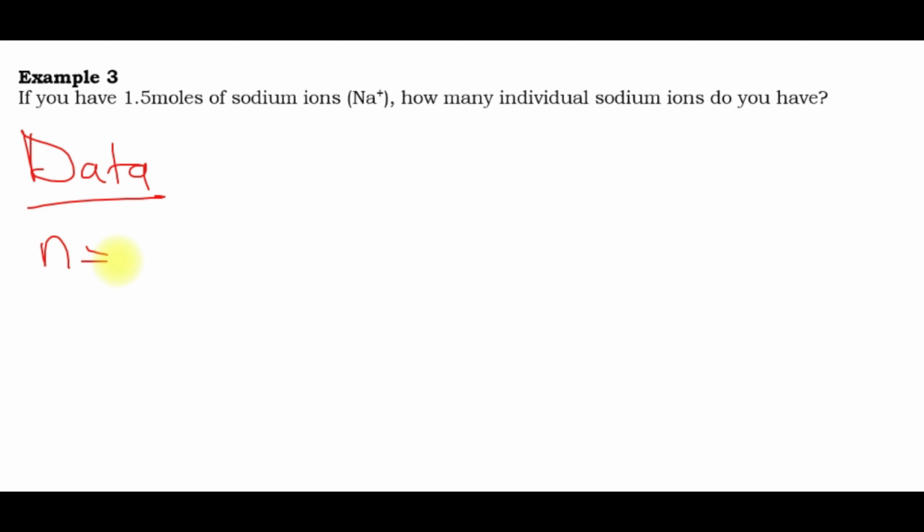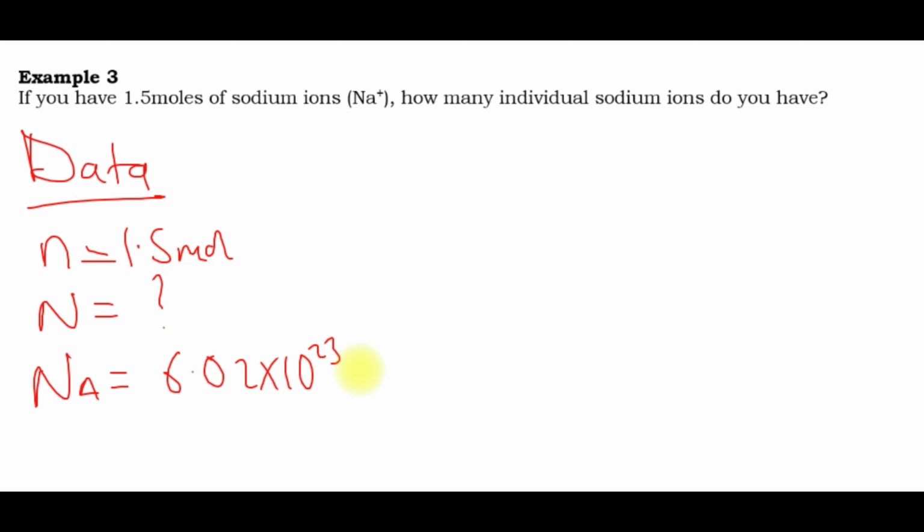Number of moles is equal to 1.5 moles. Number of particles, unknown. The Avogadro's number, we're going to have 6.02 by 10 to the power 23 ions per mole. So the formula: number of moles is equal to number of particles over the Avogadro's number.